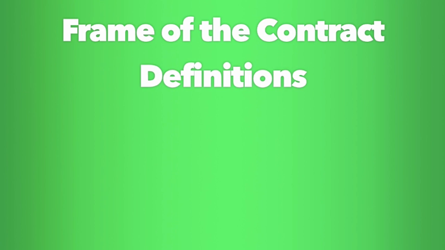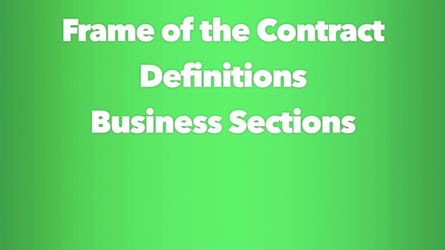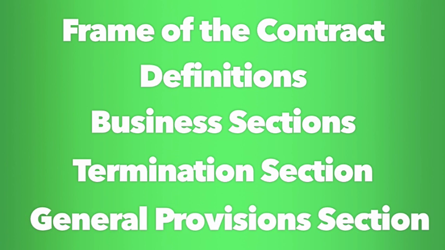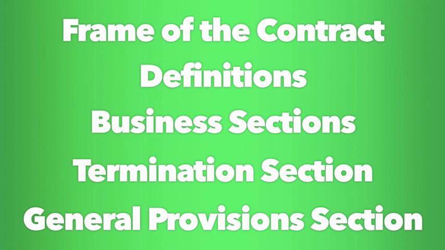A definitions section, which are the definitions used in the contract. The business sections, which set out the parties' rights and responsibilities. The termination section, which deals with the end of the parties' relationship. The general provisions section, sometimes called the boilerplate, which contains statements of policy that govern the contract.